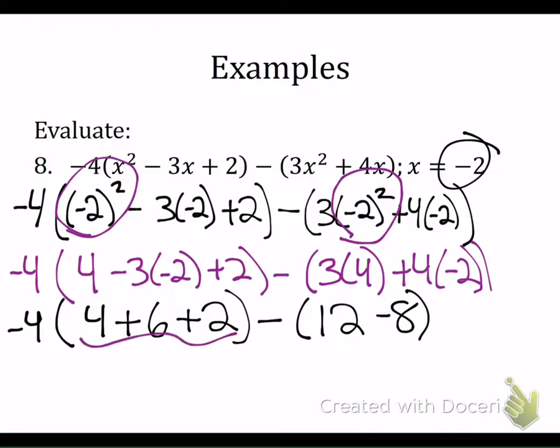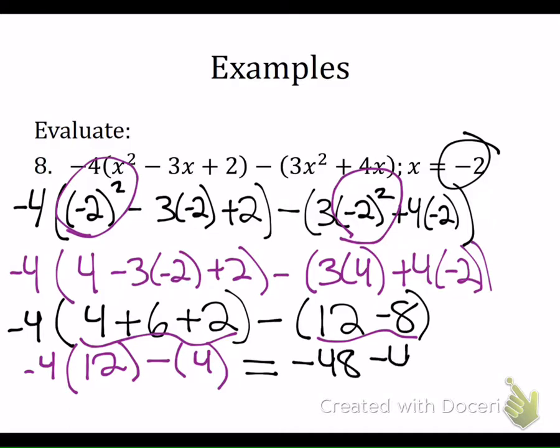All right, still in parentheses. So -4 out front. What is 4 plus 6 plus 2? 12. What is 12 minus 8? 4. All right, what next? -4 times 12 is what? -48. Minus 4 is what? Negative 52, yes. They're both negative. You add them and keep the negative sign.